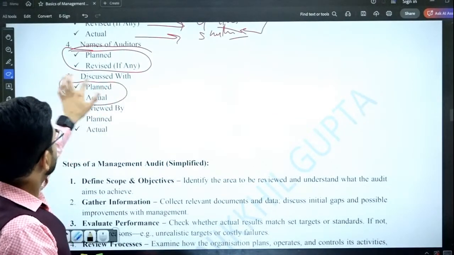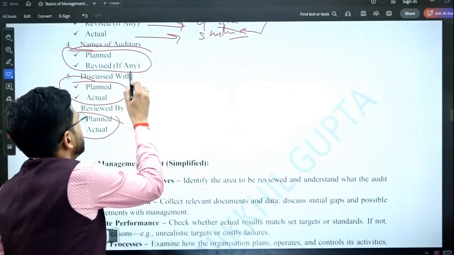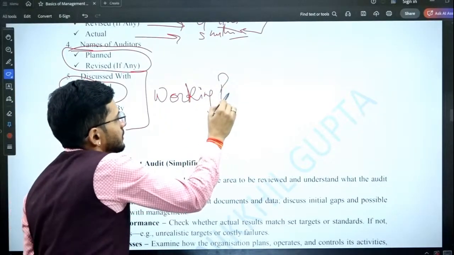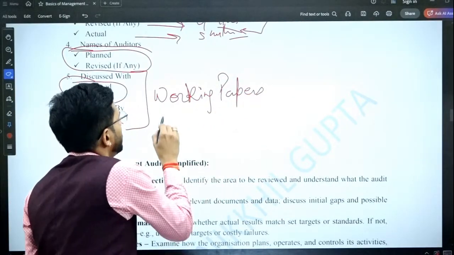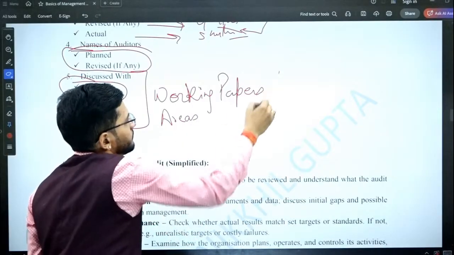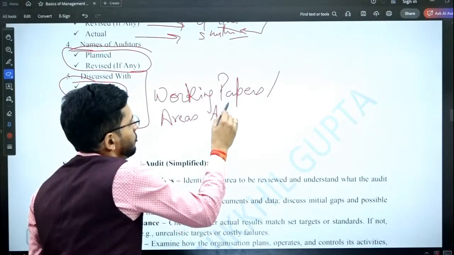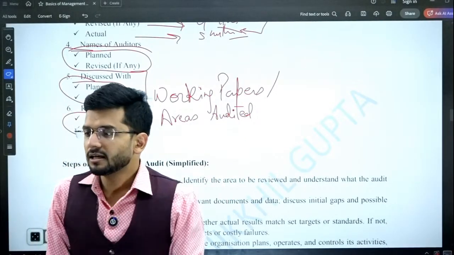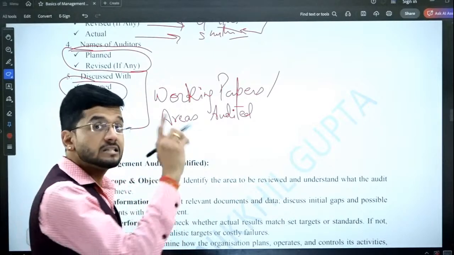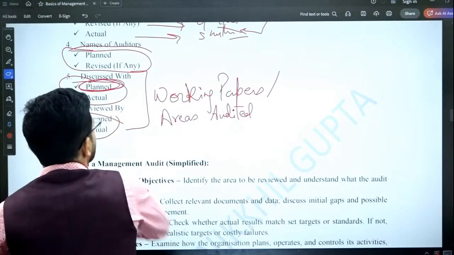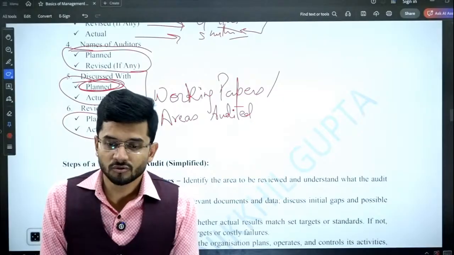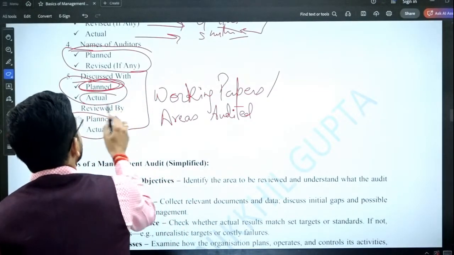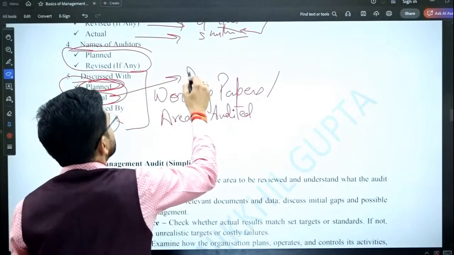Now, discussed with and reviewed by. So these are relevant to working papers, or areas which you have audited. Whatever area you have audited, like if you have audited, say, personnel, human resource, then you have to tell specifically whom you discussed this area with. Okay, so you will say that, I had to discuss this area with the HR manager. But actually, because the HR manager did not have time, I discussed this area with HR's assistant manager.